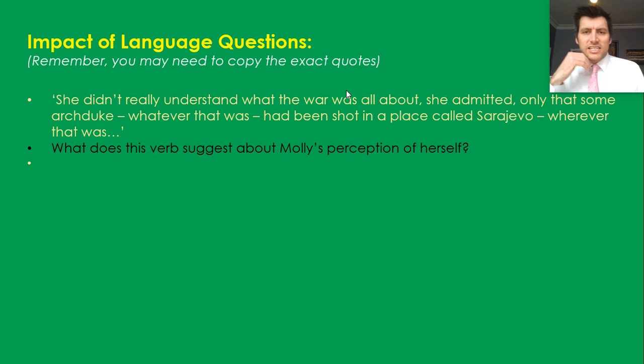So she didn't really understand what the war was about. This is a bit from earlier. She admitted only that some archduke, whatever that was, had been shot in a place called Sarajevo, wherever that was. Now, there's a verb in there, and the question says, what does the verb suggest about Molly's perception of herself? So the verb is admitted. I think that tells me something about how Molly thinks of what other people think of her.